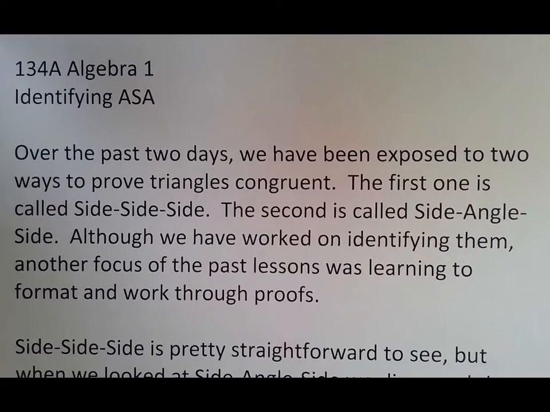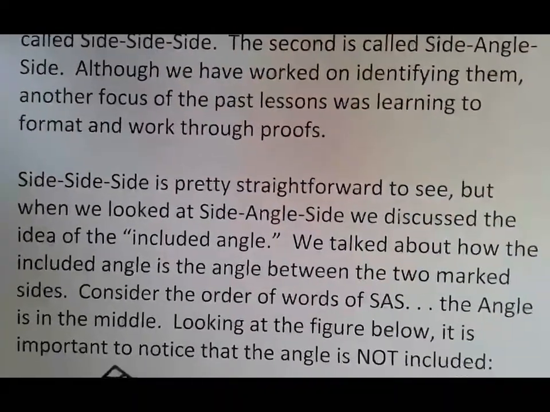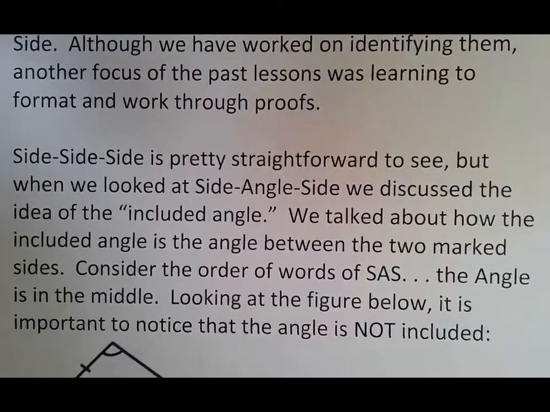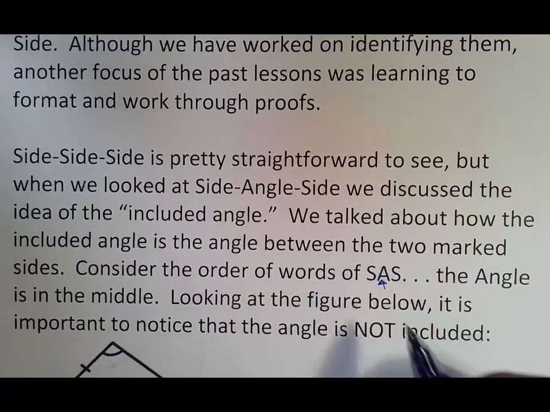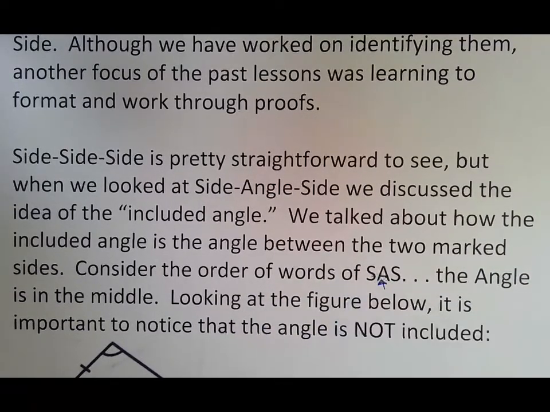Although we've worked on identifying them, another focus of the past lessons was pretty much about the format of the proofs. Side, side, side is pretty straightforward. Again, you have everything marked. But when you looked at side, angle, side, we talked about having an included angle. We talked about how the included angle is the angle between the 2 marked sides, because you're saying side, angle, side, and the angle is in between the 2 sides.